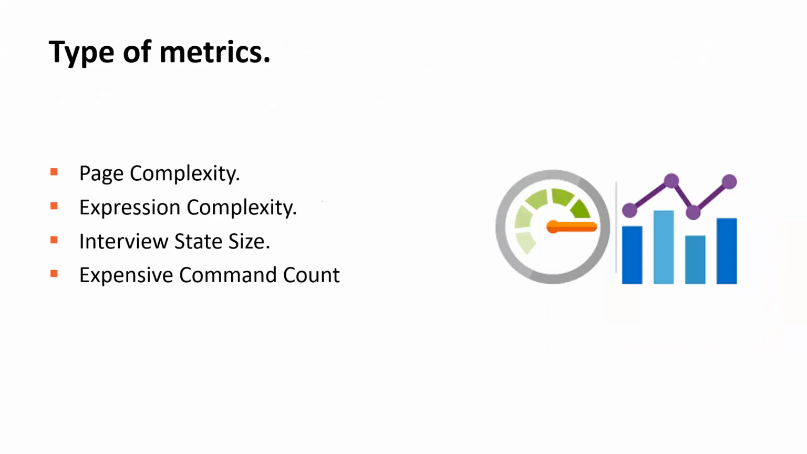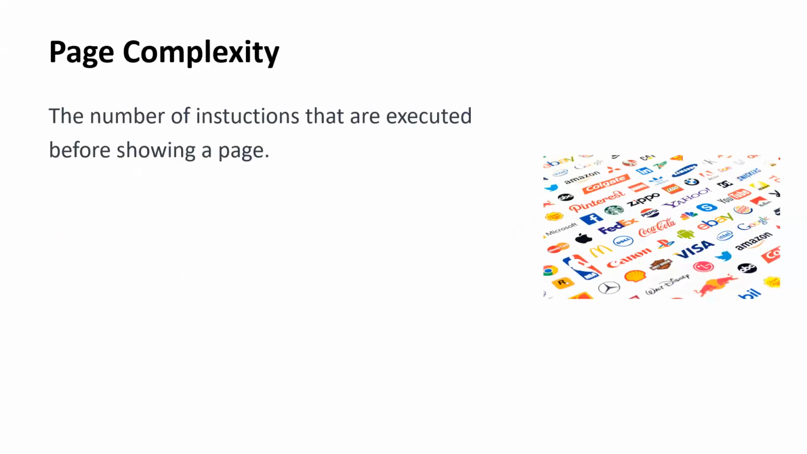So the type of metrics that we check. The first 3 should be familiar, because those 3 we already checked before. That is page complexity, expression complexity, and interview state size. We added a new one, which is the expensive command count. Let's take a look in detail at those 4 things.